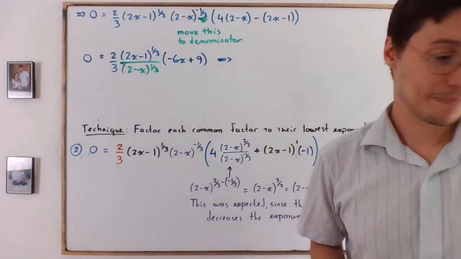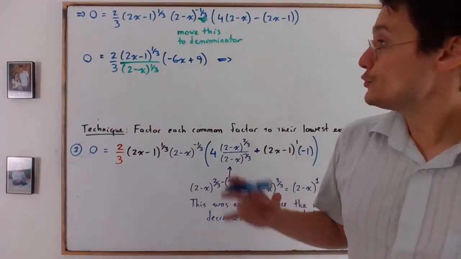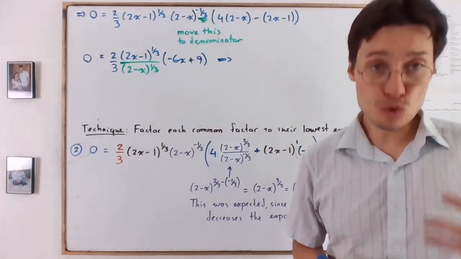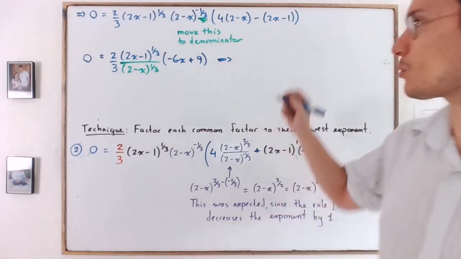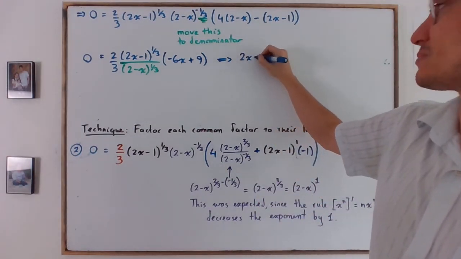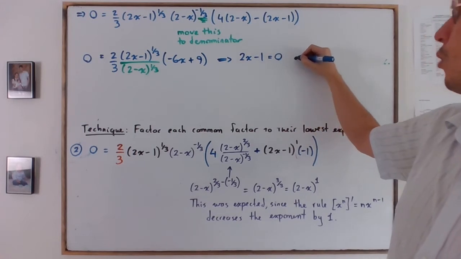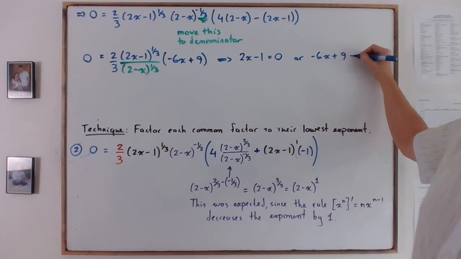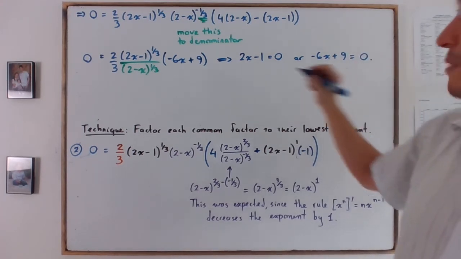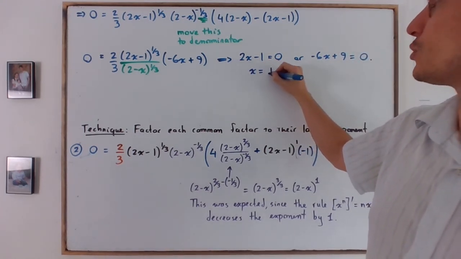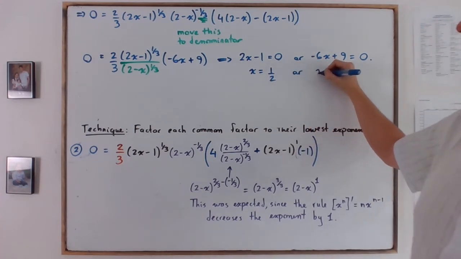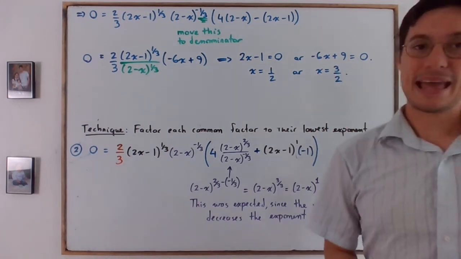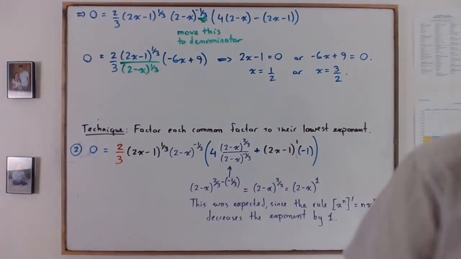Now, finally, you know that this big expression will be 0 only if one of the numerators is equal to 0. So in other words, it will either happen if 2x minus 1 is equal to 0, or if negative 6x plus 9 is equal to 0. In both cases, you have either x is equal to 1/2 or x is equal to, as I can see, 3/2. And this is your answer.